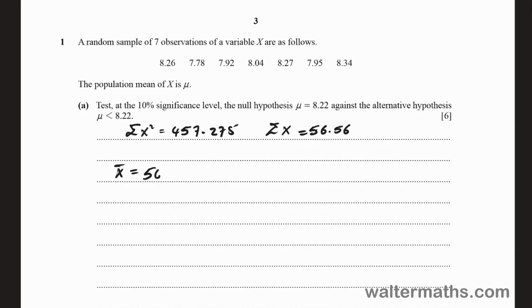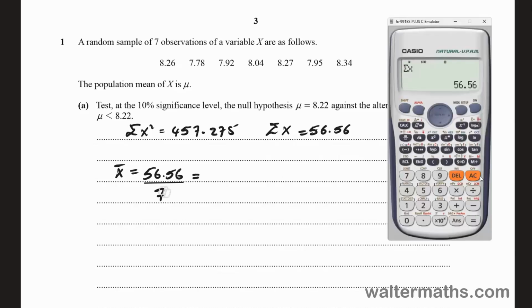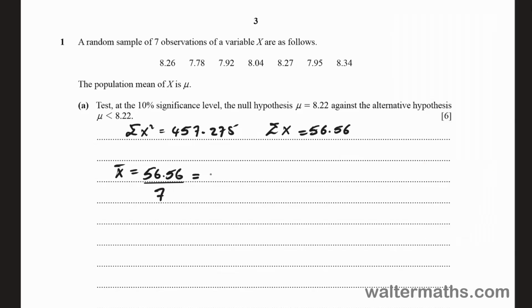That's 56.56 over n, which is 7. Divided by 7, we get 8.08 here. So 8.08. And let's also find S squared, the unbiased estimate for the population variance.